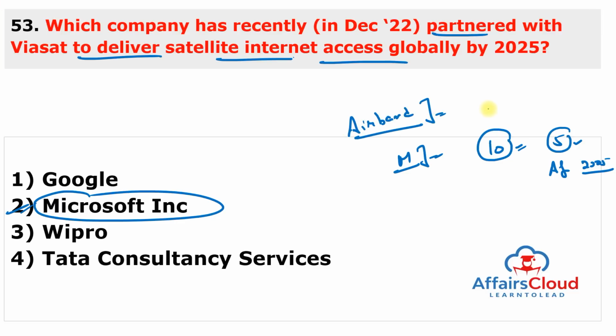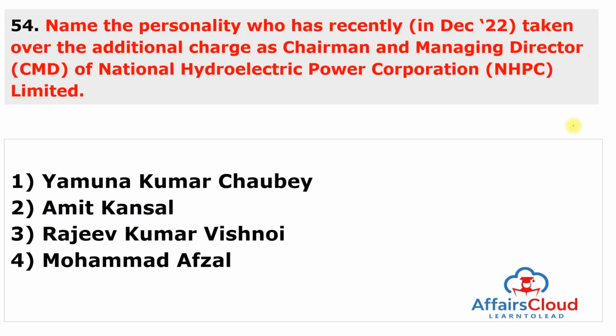Viasat is the first satellite partner with Microsoft, and together they deepen Airband's work. According to the International Telecommunication Union of the United Nations, around one third of the world's population, that is 2.7 billion people, have still never used the internet. Moving to the next question.